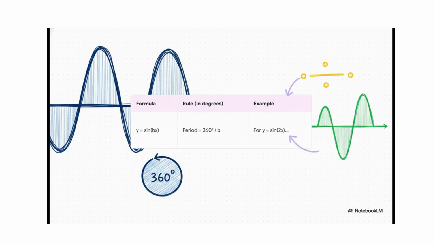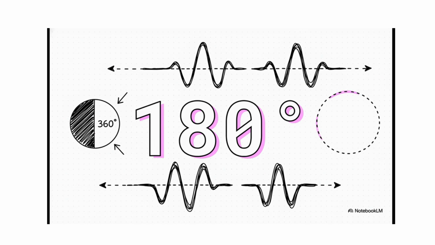Now the number that controls the period is this b value. It's the number that's multiplying the x inside the function. And the rule is, the period is just 360 degrees divided by b. So, if we have the equation y equals sine of 2x, what's our new period going to be? You got it. 360 divided by 2 is 180 degrees.